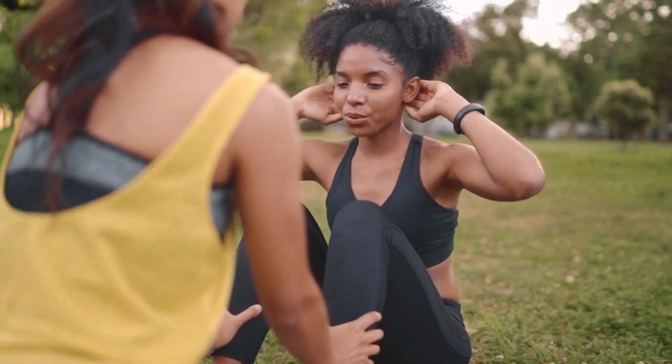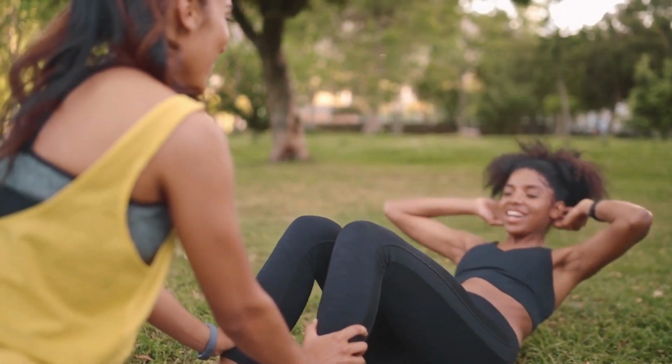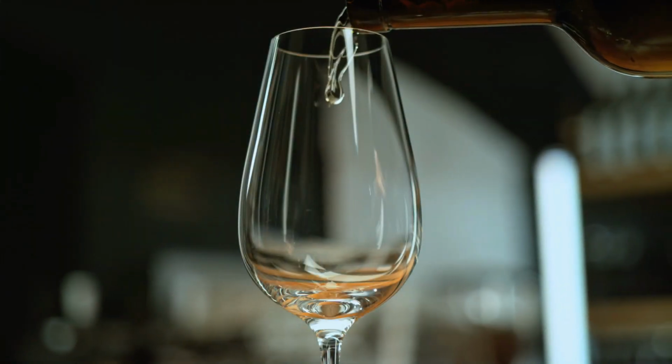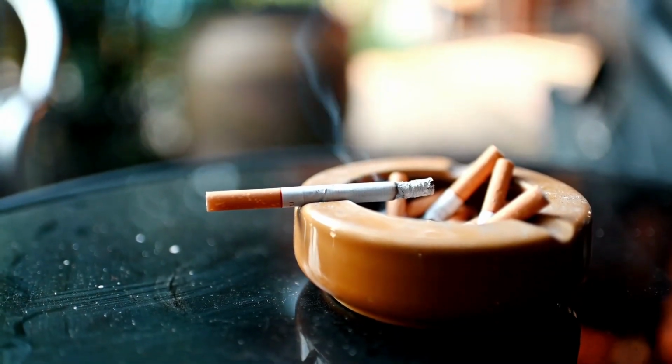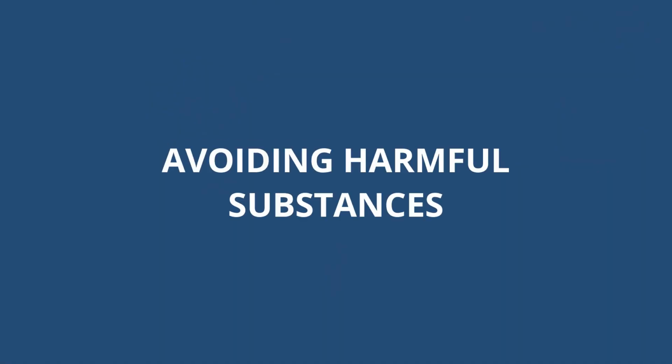Physical activity promotes healthy circulation, which is vital for the transport of blood components throughout the body. Limiting alcohol consumption and avoiding tobacco products can help prevent damage to blood cells and vessels. If you experience unusual bleeding, persistent fatigue, or other concerning symptoms, consult a healthcare professional promptly.